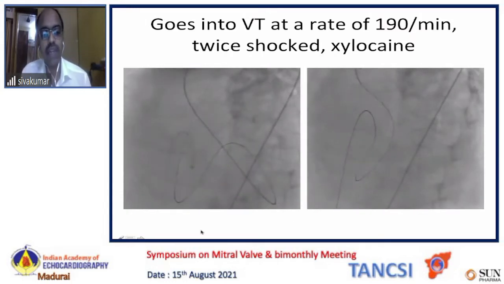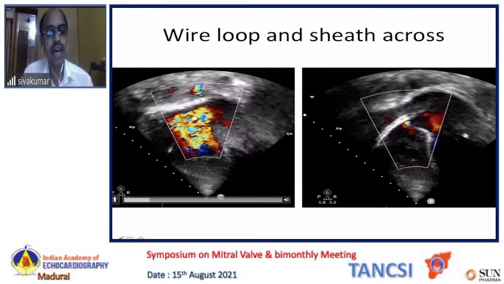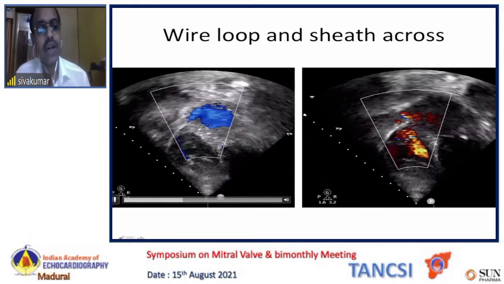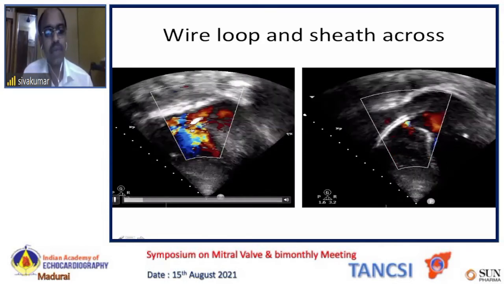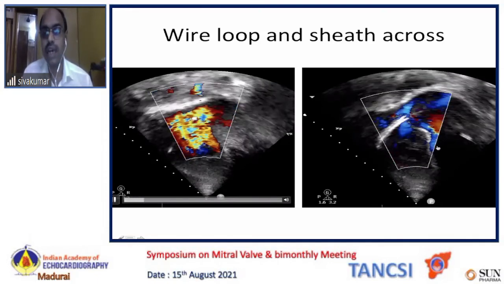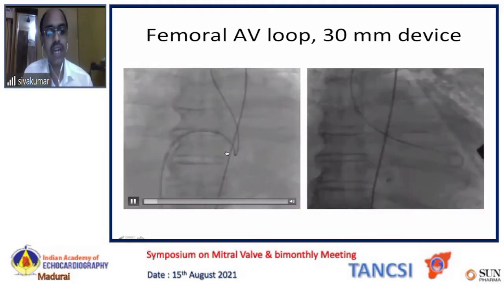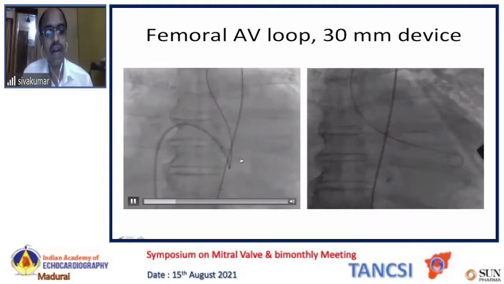He was also found to have a little bit of hypokalemia, so potassium supplement was also given. Slow VT was persisting. BP was in the 70s. Noradrenaline at 0.5, xylocaine, dopamine, potassium correction. And the wire across is... This is a transthoracic echocardiogram. As I mentioned, the patient was not intubated. So the echocardiogram demonstrates the large VSR. The sheath is getting advanced. So this is the sheath being advanced through the femoral arteriovenous loop.